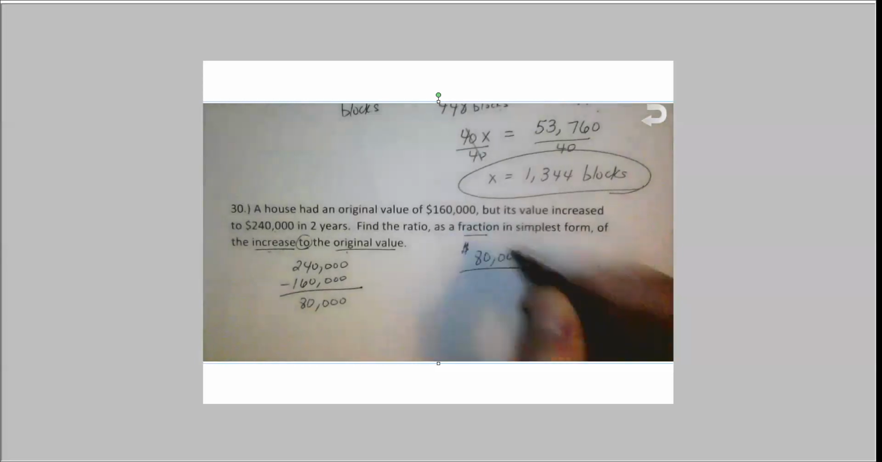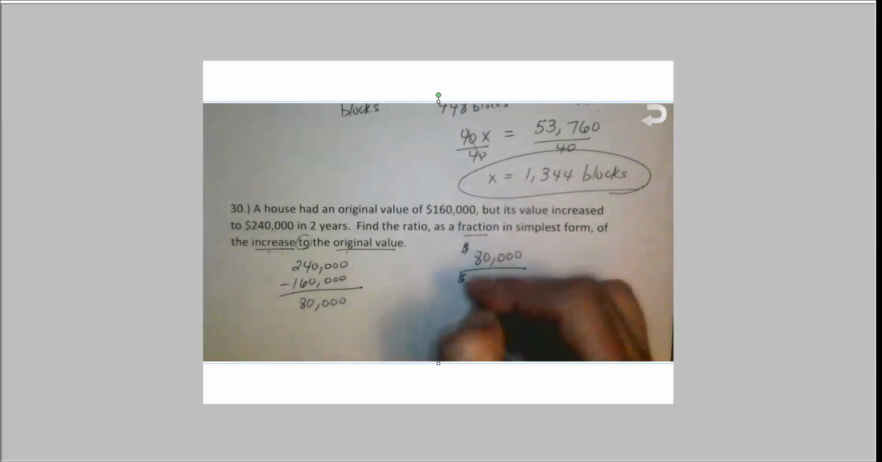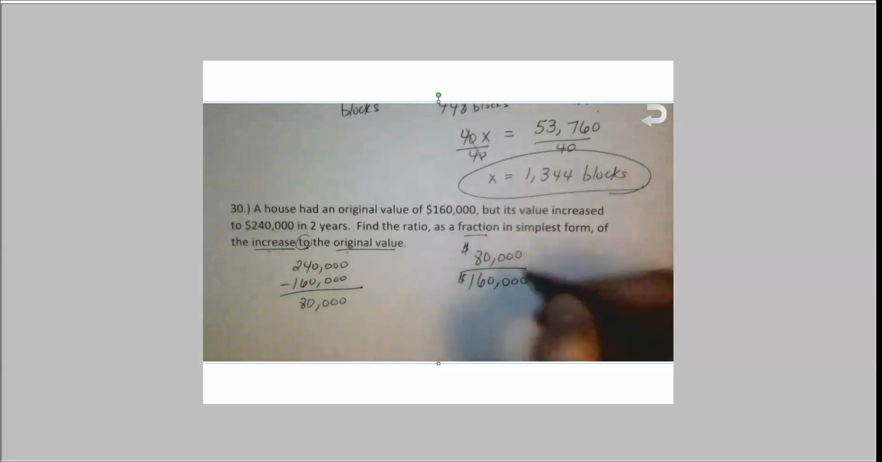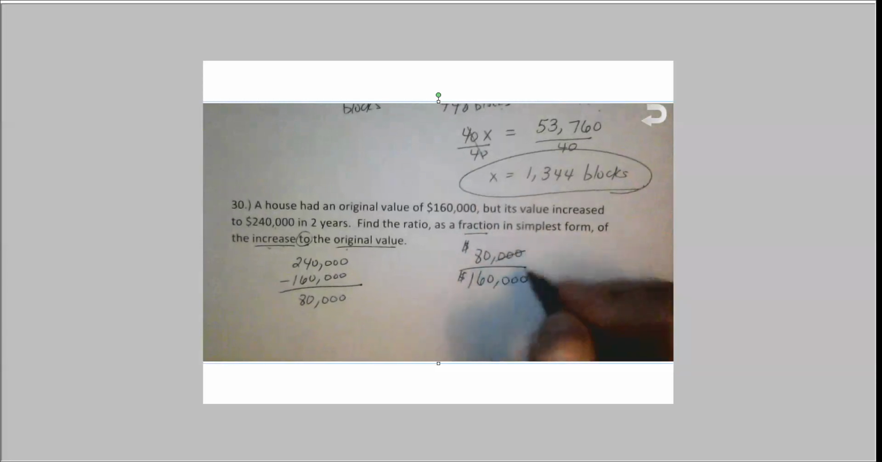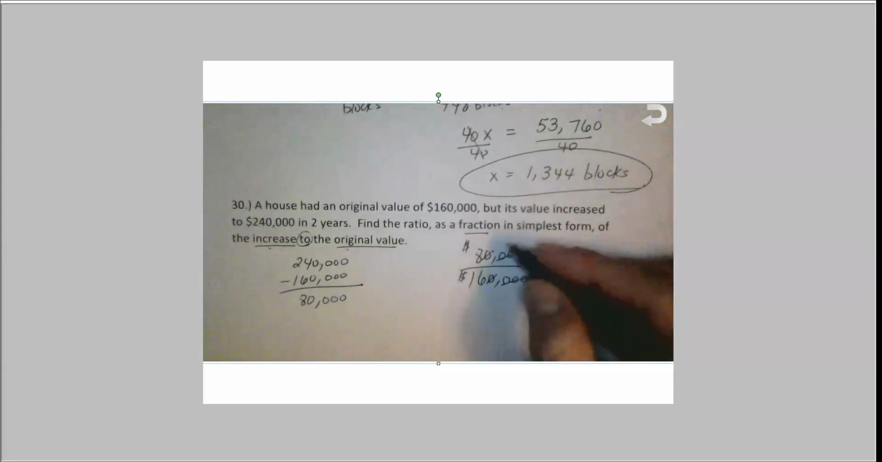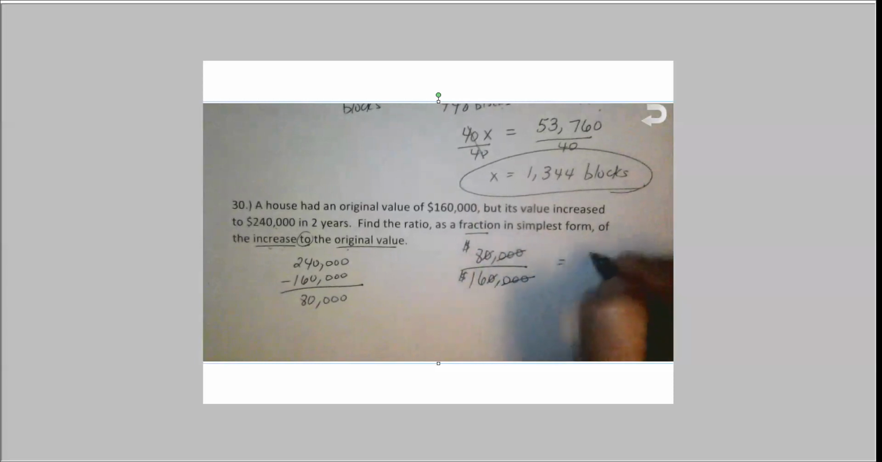okay, to the original value of $160,000. That's my fraction. Now I'm just going to reduce this. I can cancel out these 3 zeros and these 3 as well. I can actually do that fourth one too. So that gives me 8 over 16, which is 1/2. We read that 1 to 2. So you'll want to put that in simplest form.